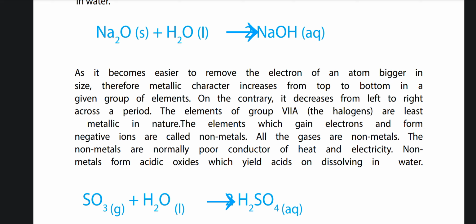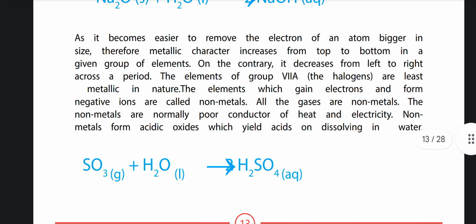As it becomes easier to remove the electron of an atom bigger in size, therefore metallic character increases from top to bottom in a given group of elements. On the contrary, it decreases from left to right across a period. The elements of group 7A, the halogens, are least metallic in nature.